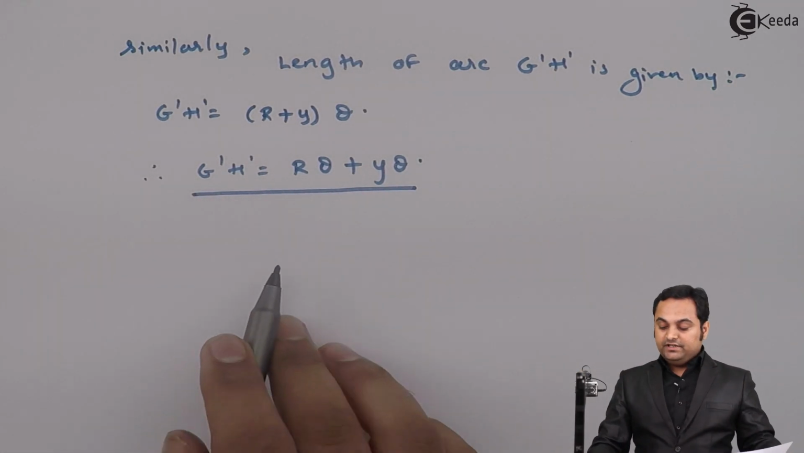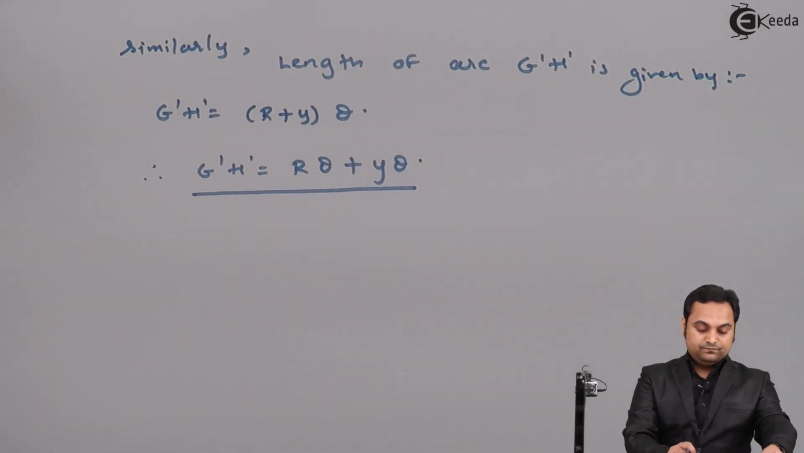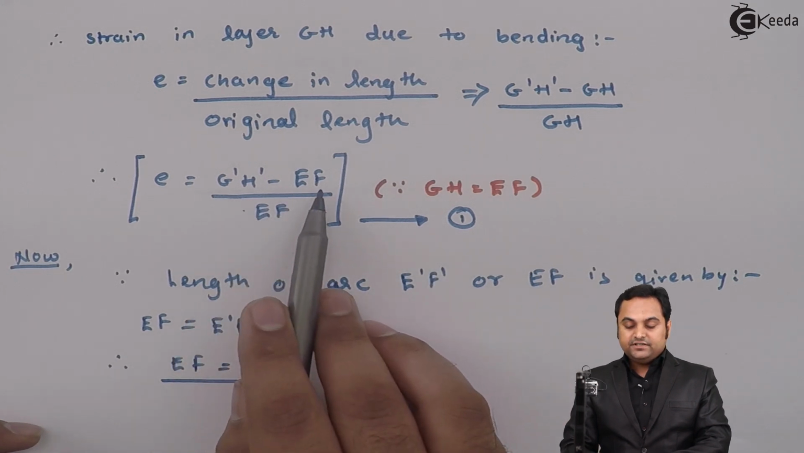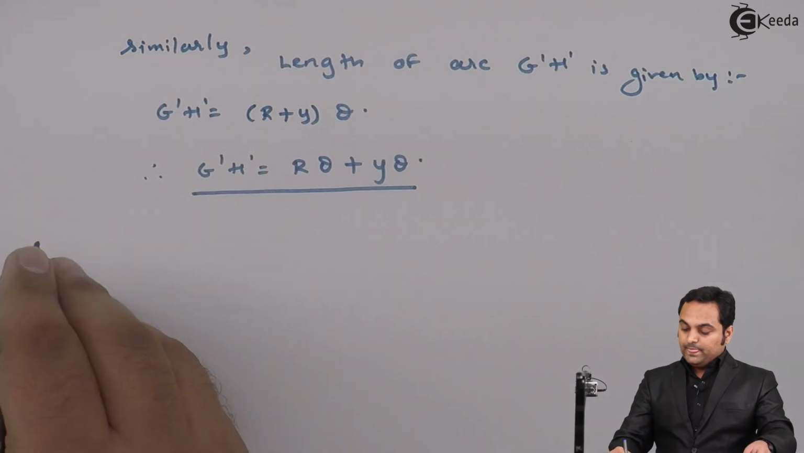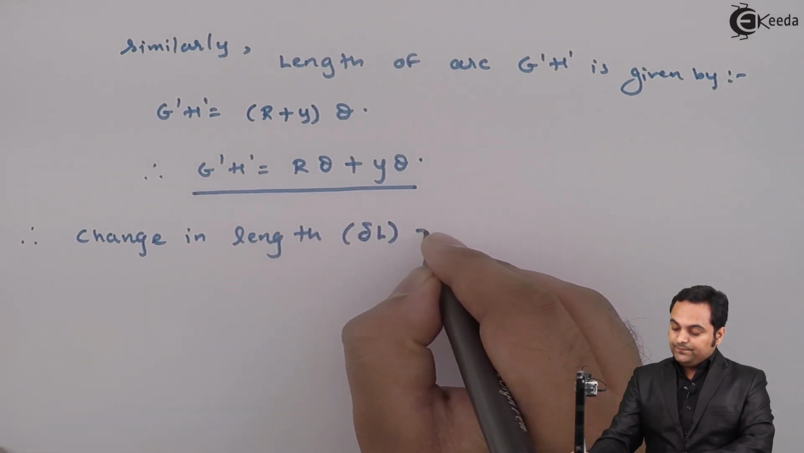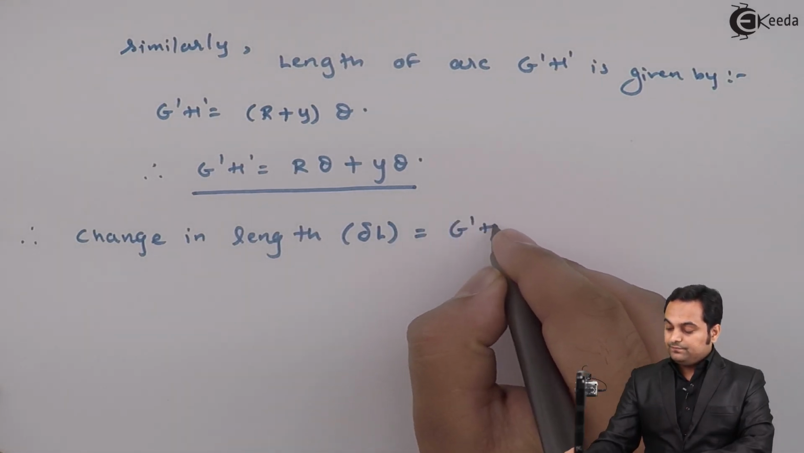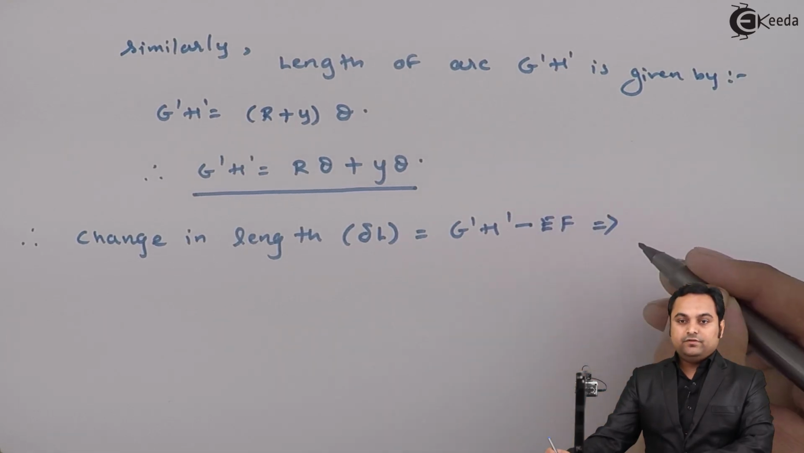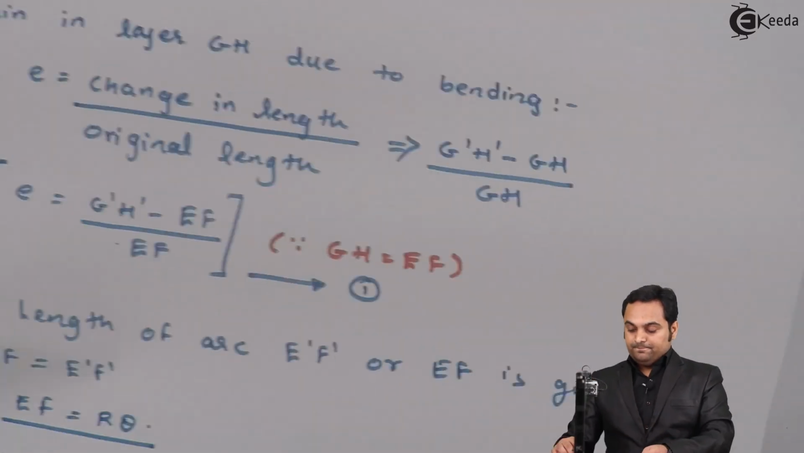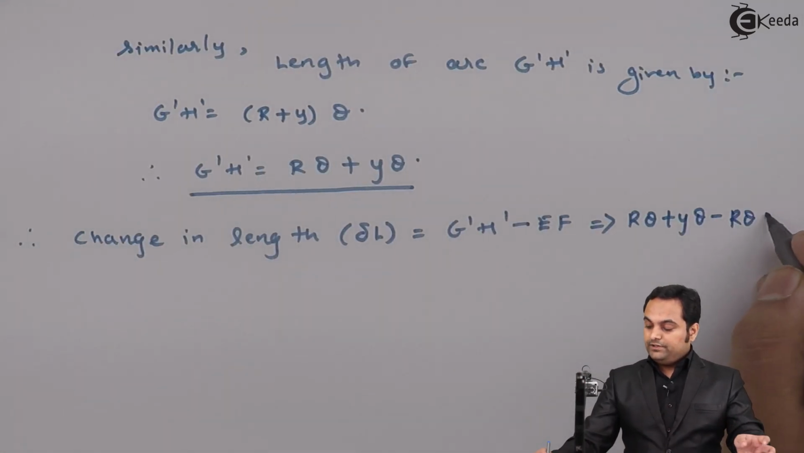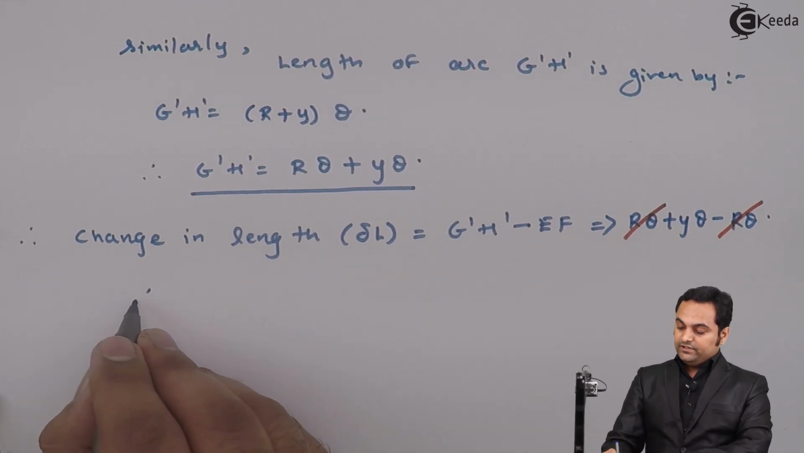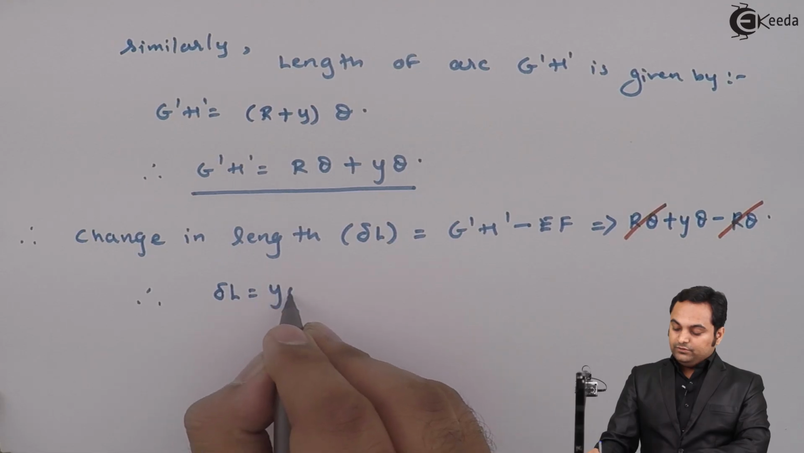Now after reaching this stage, therefore I'll say that in equation number 1, G'H' minus EF represents the change in length. Therefore the change in length, which is denoted as delta L, is equal to G'H' minus EF, so it is equal to R theta plus y theta minus EF, which was again R theta. Next, from this, plus R theta minus R theta gets cancelled out. So we have, therefore, deflection delta L is equal to y into theta.